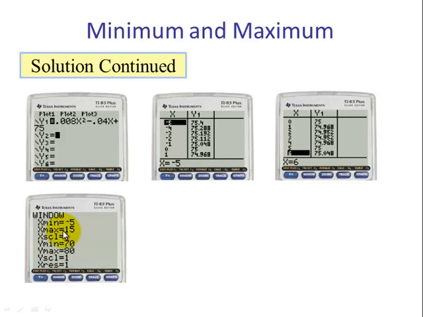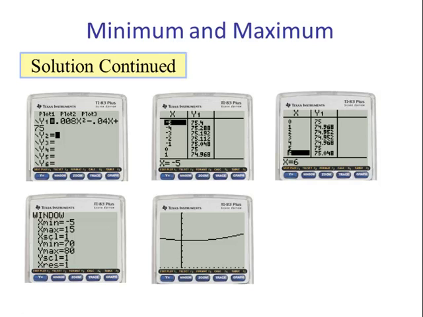Hitting the window key, I set my x-min at negative 5, so I can see my y-axis. My x-max I put to 15. I'm counting by 1. My y-min was 70. My y-max is 80. Because for all the values between negative 5 and 10, the y values were between 70 and 80. Hit graph. We can see this is a very wide parabola, and that's because the value of c is close to 0.